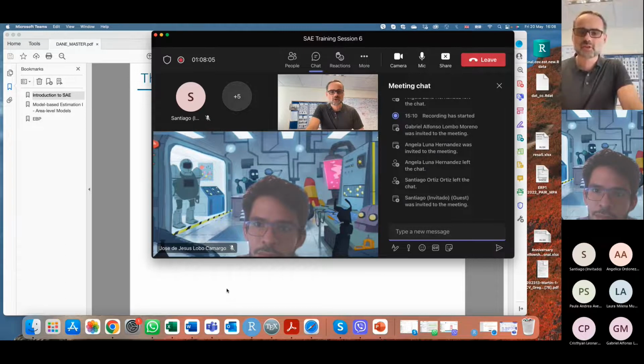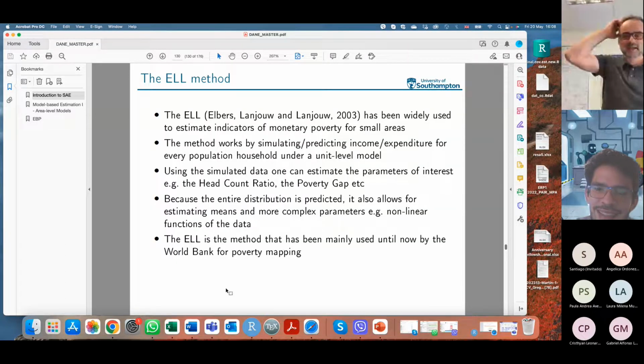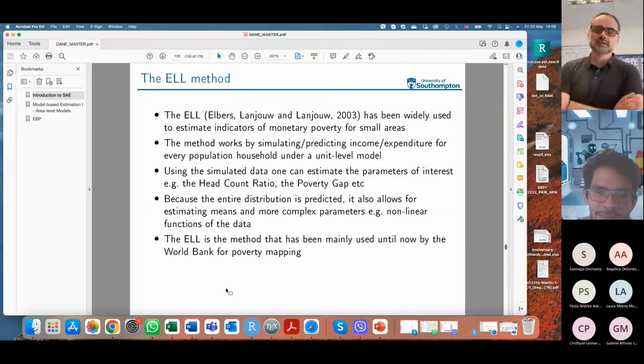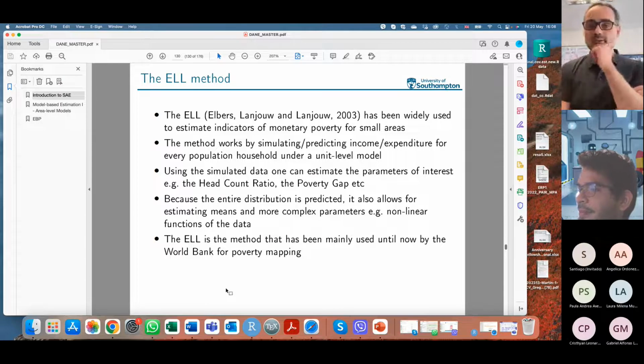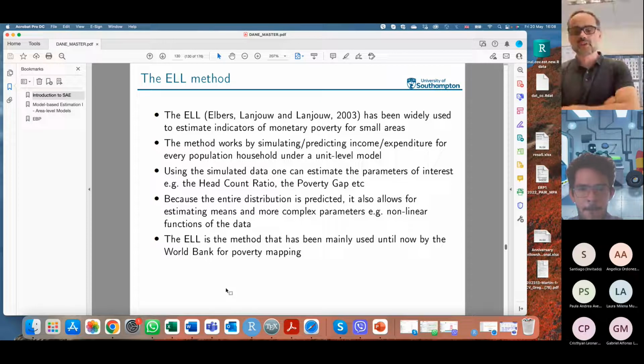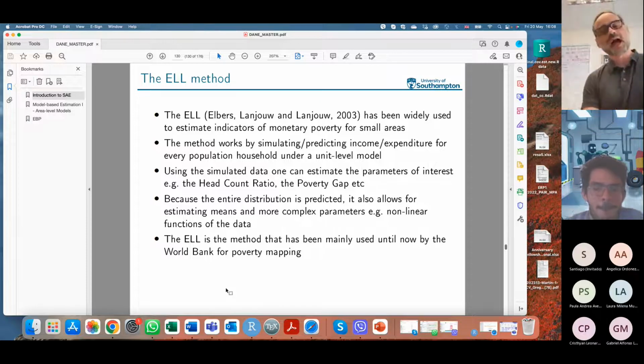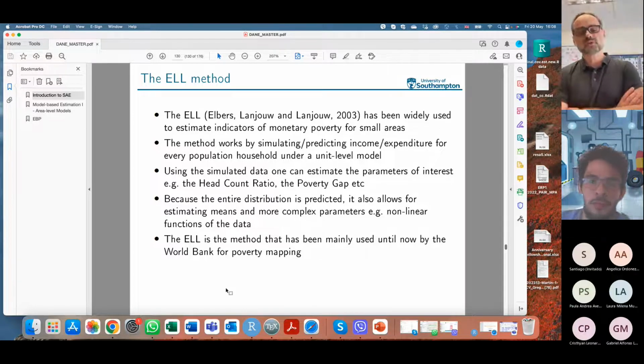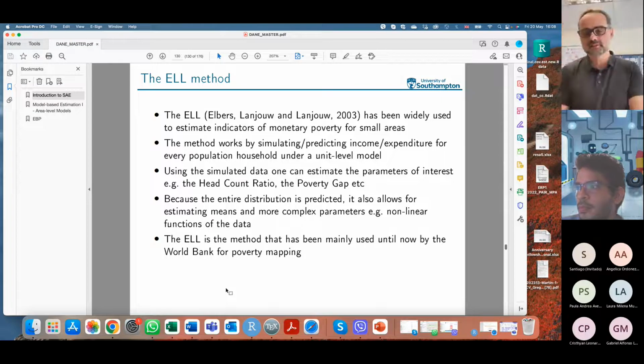So let's go through the ELL method. It has been used, as I said, quite considerably to estimate indicators of monetary poverty for small areas. So how the method is working, and that's generic, before I go into the nuts and bolts of the method: the method works effectively by simulating an entire population.